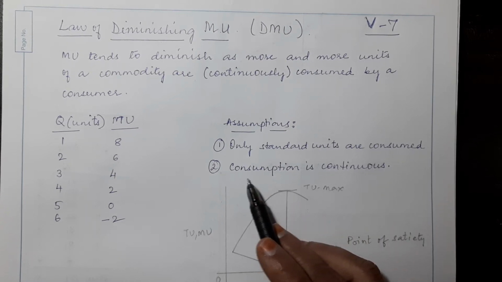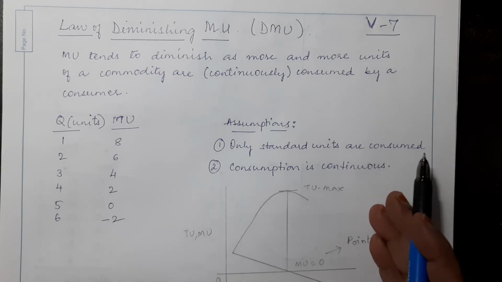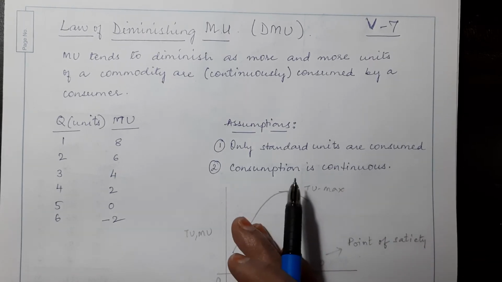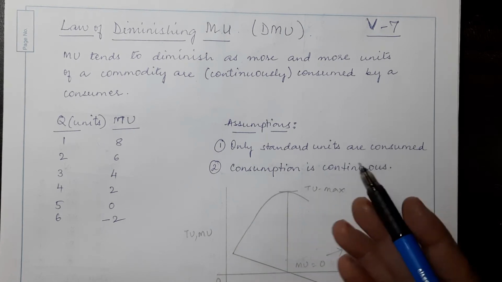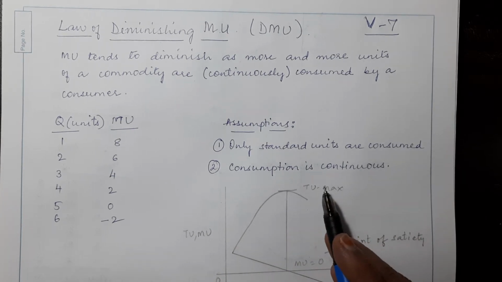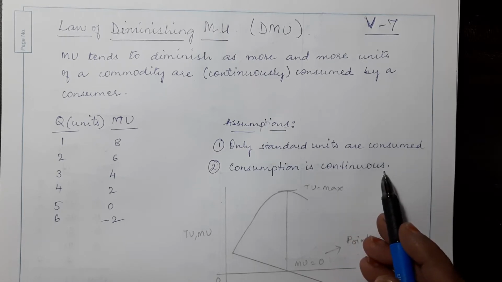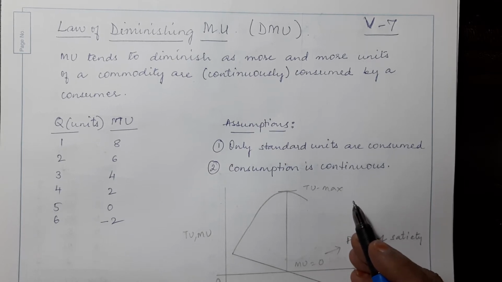Then the consumption is continuous, that is, you consume the units one after the other. Not that you consume one cup of tea today and another cup of tea after 5 hours or another day. No, they have to be consumed one after the other continuously. Only then does this law of diminishing marginal utility work.